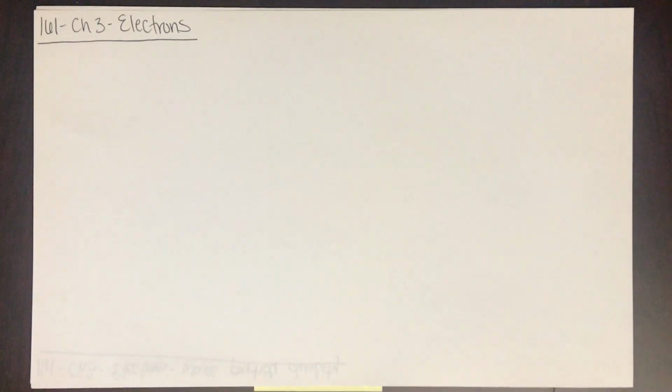Okay, so we're going to start discussing electrons and their properties, and this is going to be an important foundation for most of the rest of chemistry, because all of the chemical bonds that will form compounds, molecules, chemical reactions, all of that has to do with the number of electrons that an atom or an ion has.